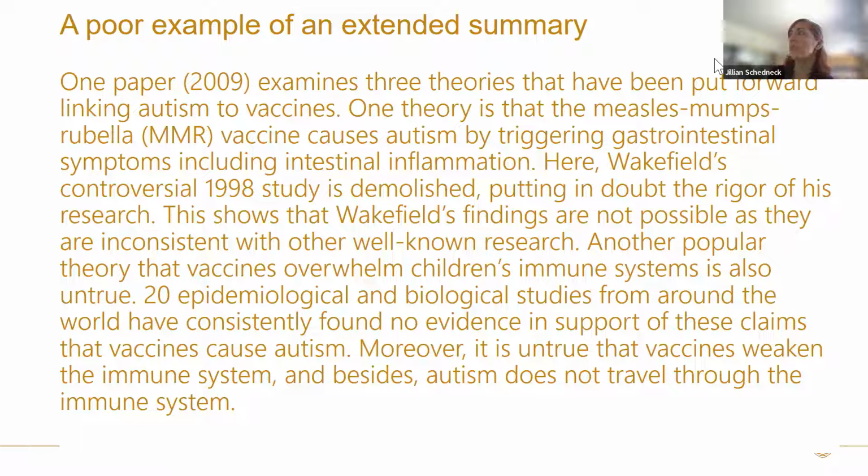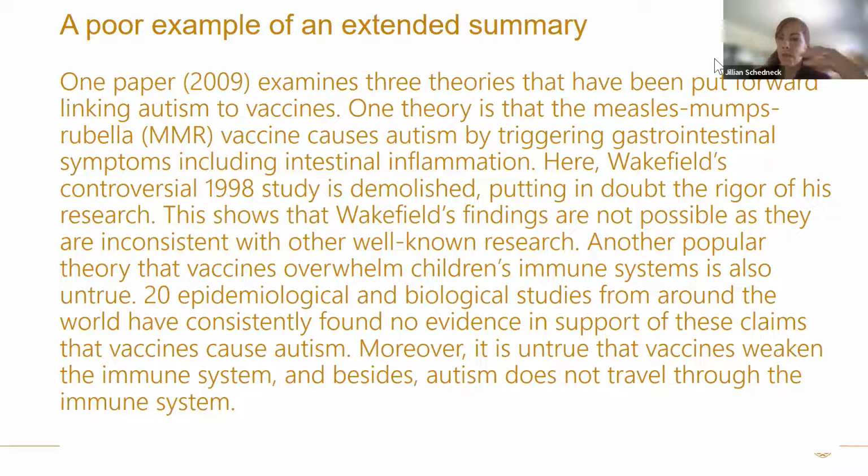One paper examines 3 theories that have been put forward linking autism to vaccines. One theory is that the measles, mumps, rubella vaccine causes autism by triggering gastrointestinal symptoms, including intestinal inflammation. Here, Wakefield's controversial 1998 study is demolished, putting in doubt the rigor of his research. This shows that Wakefield's findings are not possible as they are inconsistent with other well-known research. Another popular theory that vaccines overwhelm children's immune system is also untrue. 20 epidemiological and biological studies from around the world have consistently found no evidence in support of these claims that vaccines cause autism. Moreover, it is untrue that vaccines weaken the immune system. And besides, autism does not travel through the immune system.